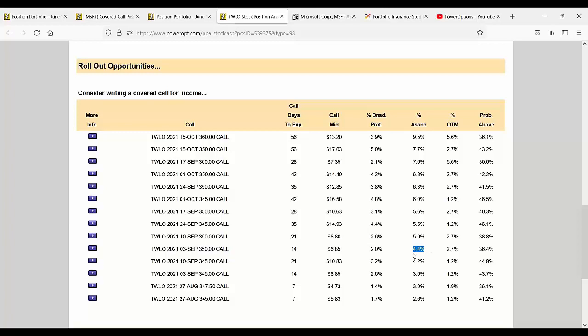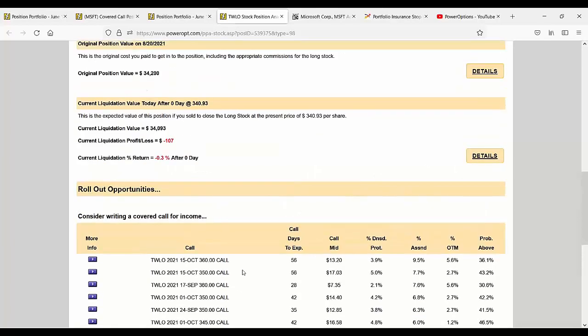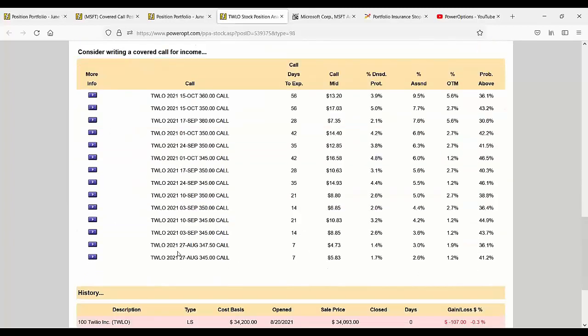Now, these look different than the numbers we just saw on the chain because this is basing it on my cost basis of 342. When we were on the chain, it was basing it on the cost basis of 340.93. But still, same scenario. I can look at the August 27th. Am I getting a downside that I like? Yes, I am. Getting the return that I want? Yes, I am. Range out of the money. All looks pretty good.